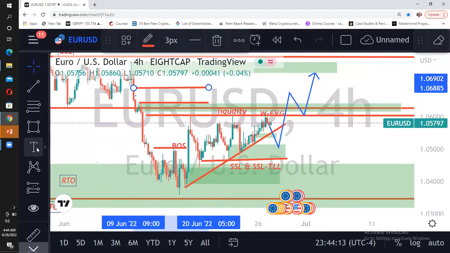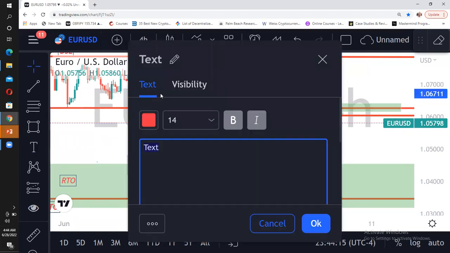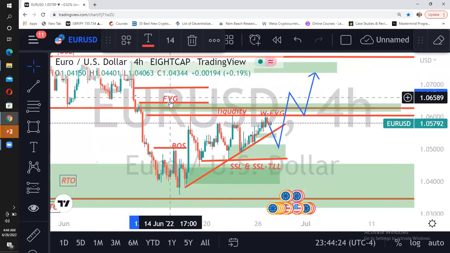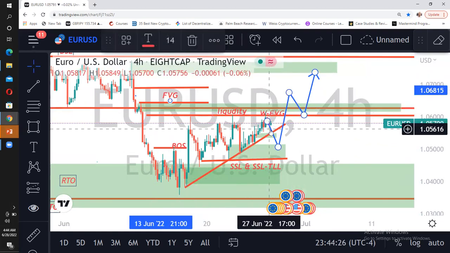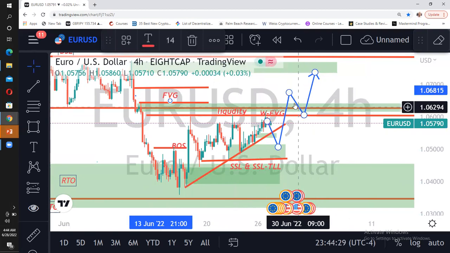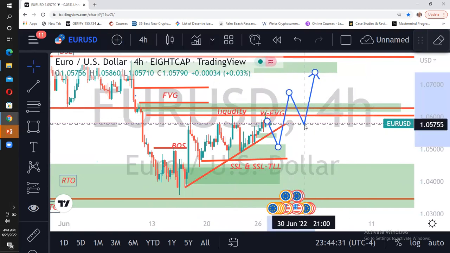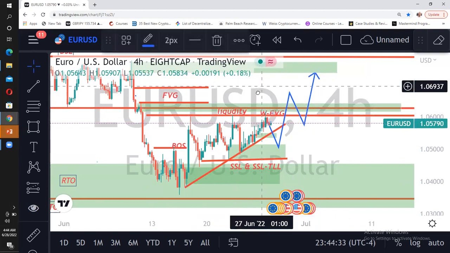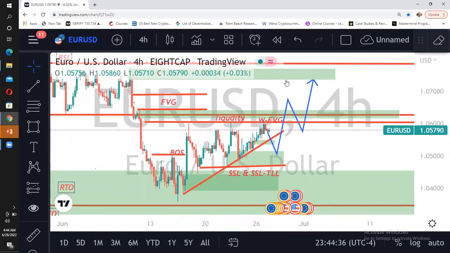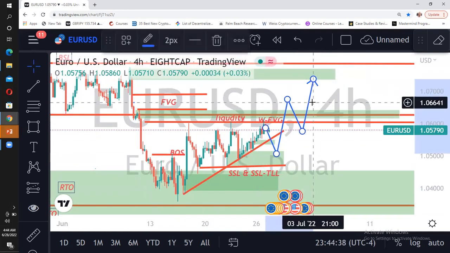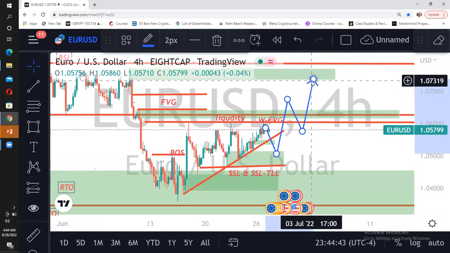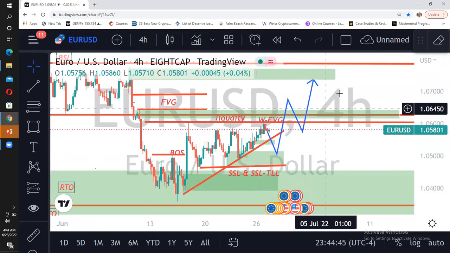We have FVG here. So trade into this FVG here, all right, then flush down, okay, and possibly intercept with this. So this is what we are expecting. This is what we're expecting for now.